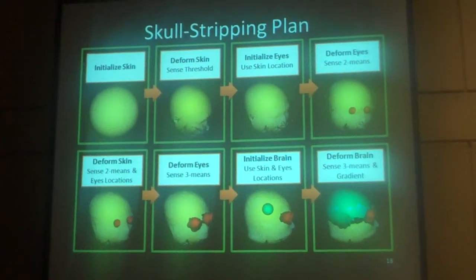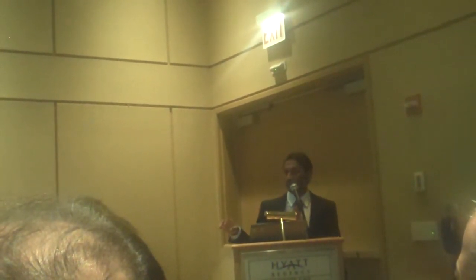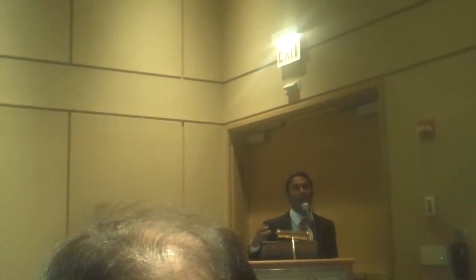And then from the locations of the skin organism and the eye organisms, we're able to initialize a brain organism. And this deforms itself by sensing the 3 means classification and the gradient of the original subject image. It's constrained in its deformation by the locations of the skin organism and the eye organisms, meaning it won't be able to deform into areas, for example, where the eye is already occupying. We use a 3D rasterization algorithm to convert the brain mesh into a binary volume and thus complete our segmentation.